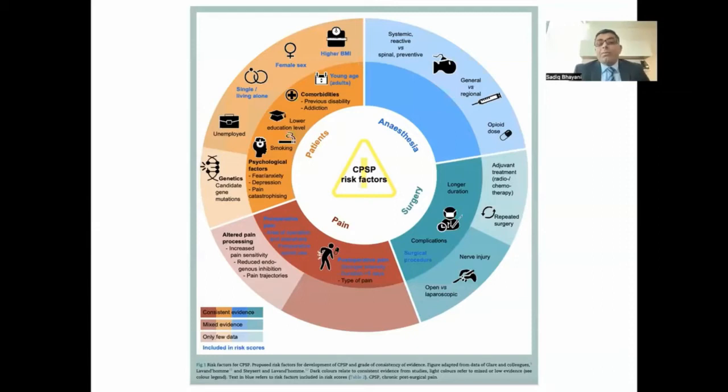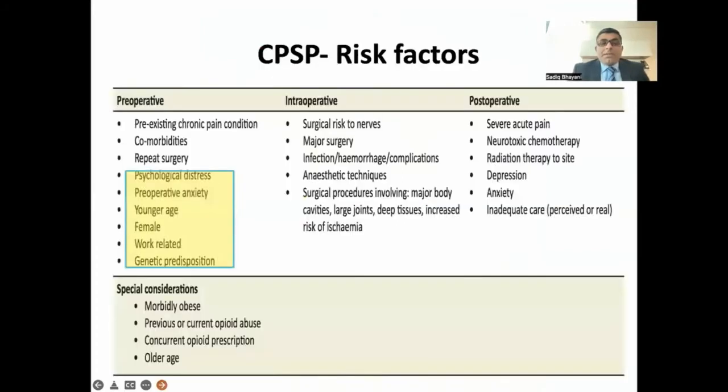Patients who undergo repeat surgery because of infection are more likely to develop chronic post-surgical pain. So let's move on to the table. This is the table that shows you preoperative factors, intraoperative factors, and postoperative factors. And I told you preoperative anxiety, younger age, female sex, work-related stress, and genetic predisposition are responsible factors.